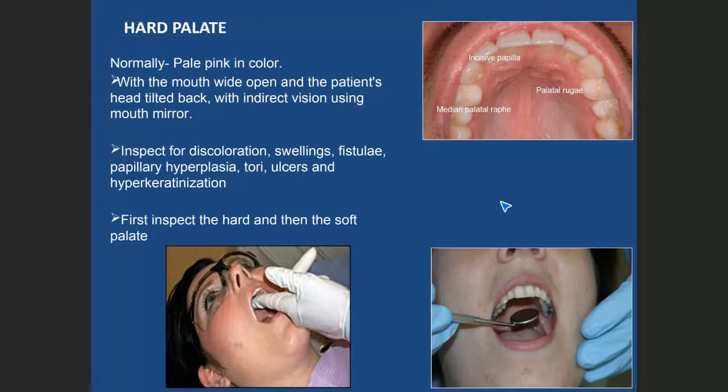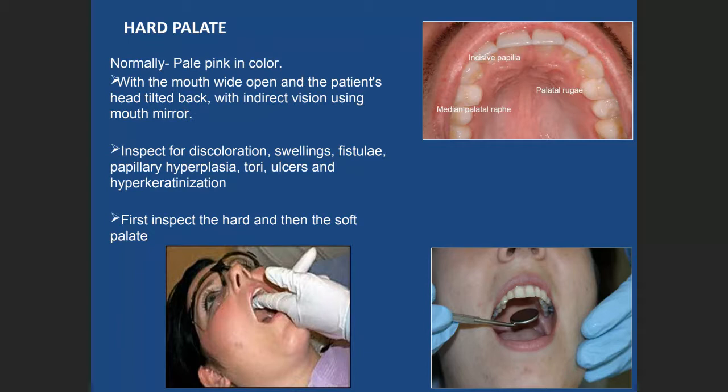Next is palate. So in palate, you have to examine both the hard and the soft palate. Ask the patient to open the mouth widely, and at the same time, ask the patient to tilt the head back. If you are in the 7 o'clock position, you can have a direct vision of the palate. And if you are in the 10 o'clock or 11 o'clock position, you can see indirect vision.